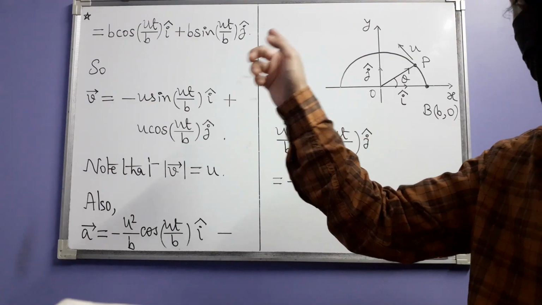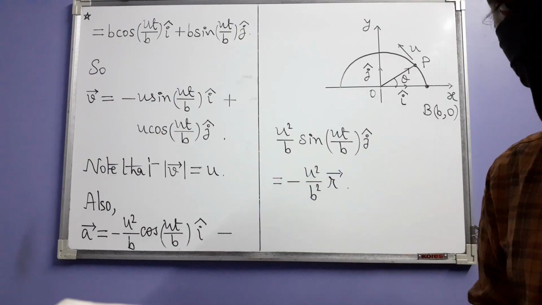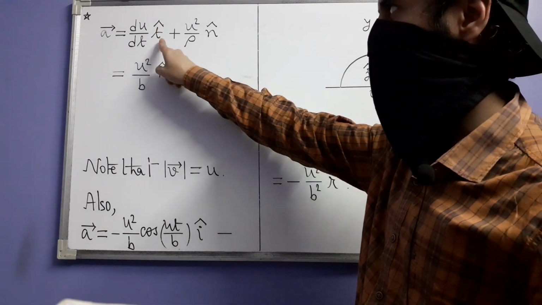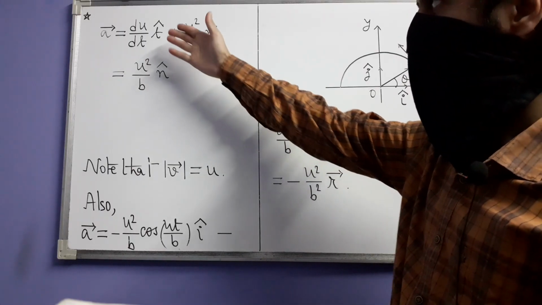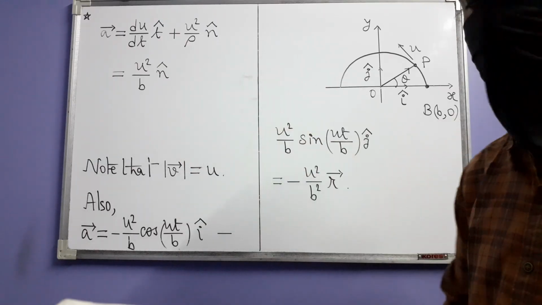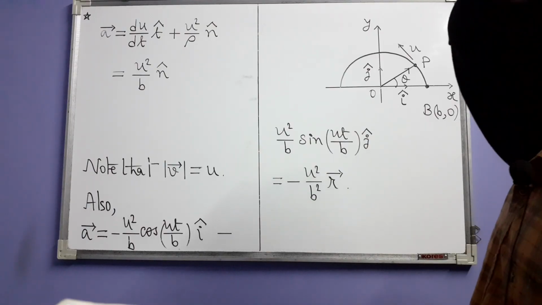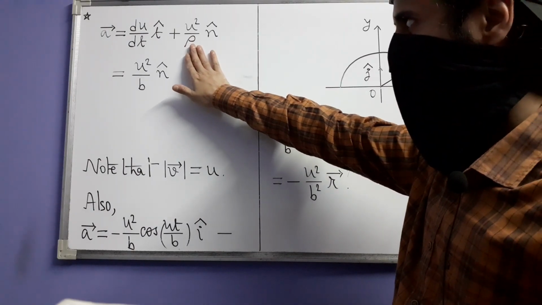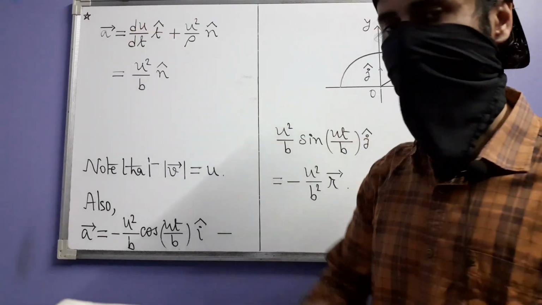But what about the discussion we had just now? What is that discussion telling us about acceleration? Let's see that also. By that discussion, acceleration is du/dt times t hat plus u squared divided by rho times n hat. I did not write v here because it's given that speed is u, so straight away I wrote u. t hat and n hat, you already know what these things are, unit tangent and unit normal vector, and rho is the radius of curvature. Now u is constant, it does not change with time, so the first term vanishes.